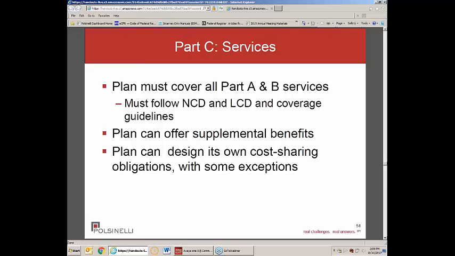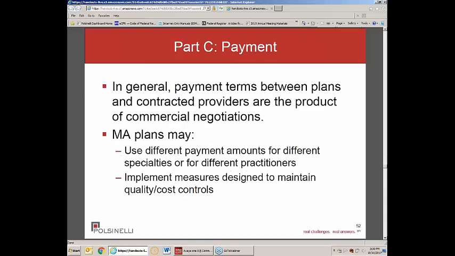So, for instance, when we're looking at a billing problem that arises in certain situations, we can look at original Medicare differently than we look at Medicare Advantage, depending on the plan. And the plan can design its own cost-sharing obligations, can do a lot. It has a lot of flexibility within the CMS guidelines to create their own plan in order to manage costs. Go to the next slide.